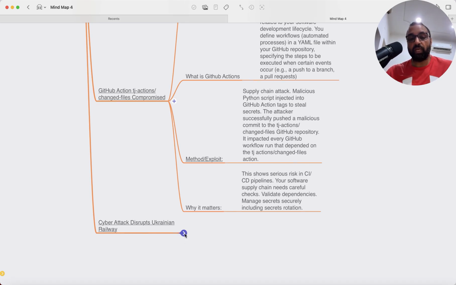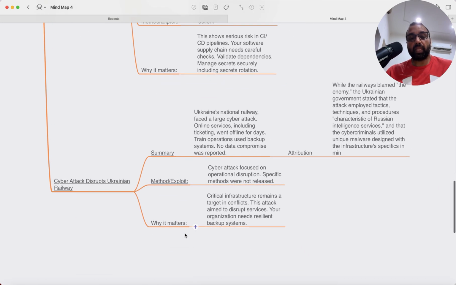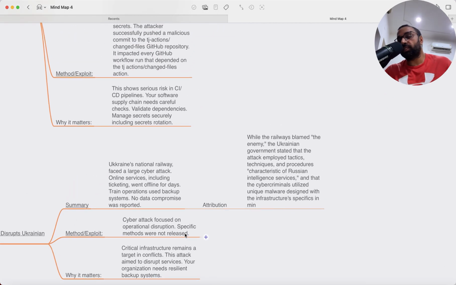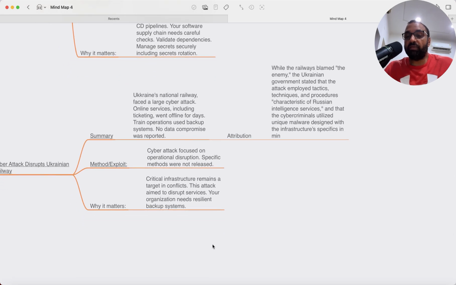Lastly, on the cybersecurity news side, the Ukraine railway was impacted by a cyber attack, and it's the Ukraine National Railway. So this impacted their online services, including ticketing. The service went offline for a few days. The train operations were not impacted because they were using backup system, and the railways blamed an enemy. The Ukrainian government stated that the attack employed tactics, techniques, and procedures that showed characteristics of Russian intelligence services, and cyber criminals utilize unique malware designed with infrastructure specific in mind.